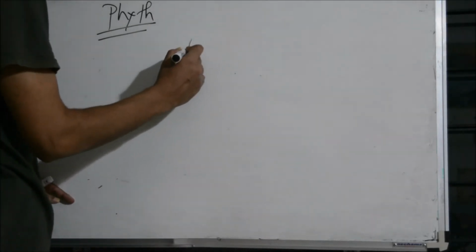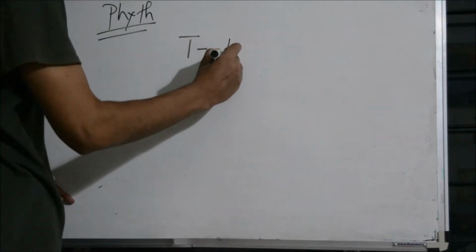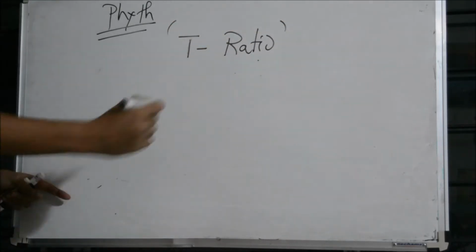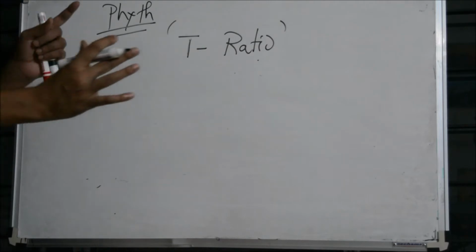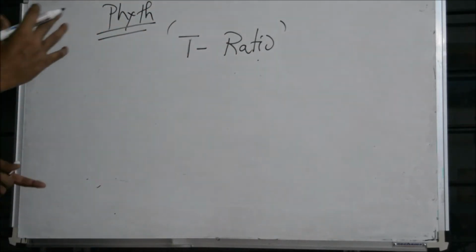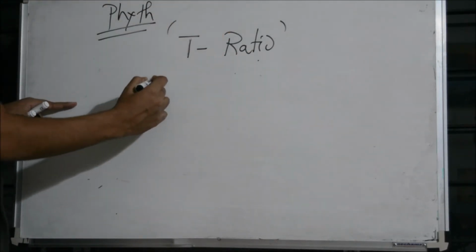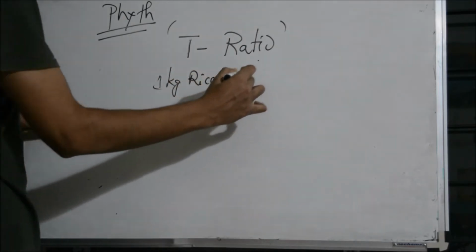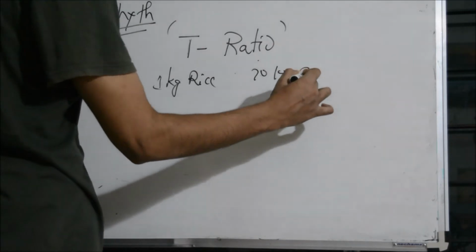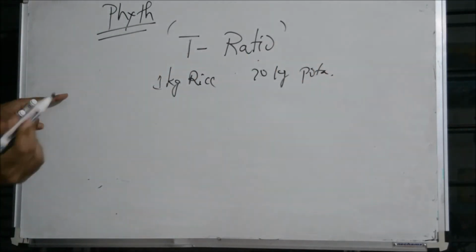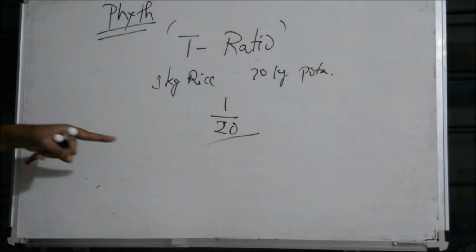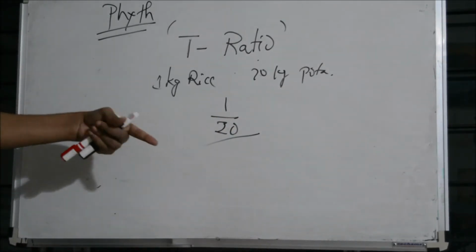Now the first topic in trigonometry is trigonometric ratios. First of all, we should know what a ratio is. It is the comparison between two terms. Suppose you have 1 kg rice and 10 kg potato, then the ratio of rice to potato is 1:10. So this is just a ratio. I am just giving an overview.